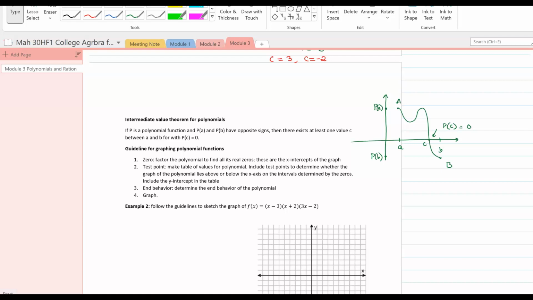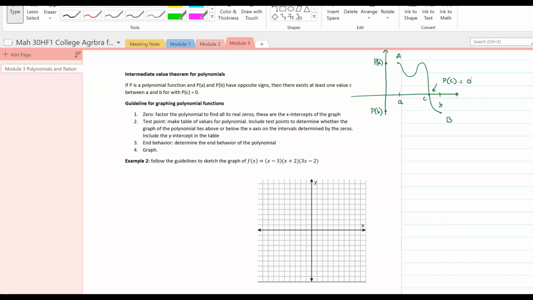Guideline for graphing a polynomial function. So let's say we graph the polynomial function without a graphing calculator. How would we best estimate what the graph would look like? So first, we find the zeros.